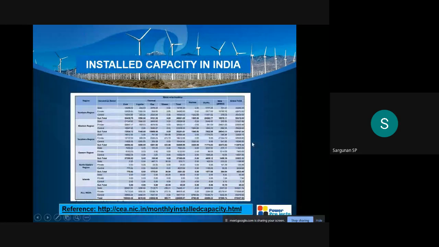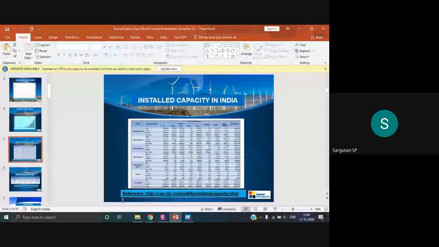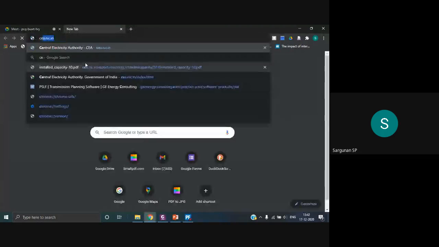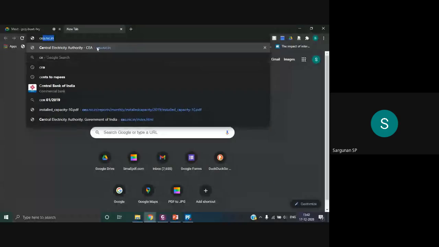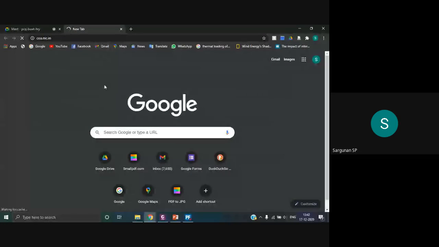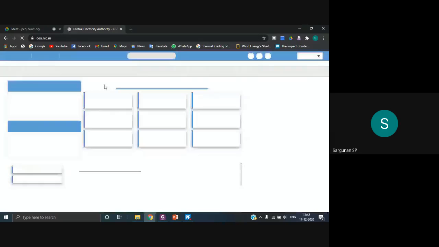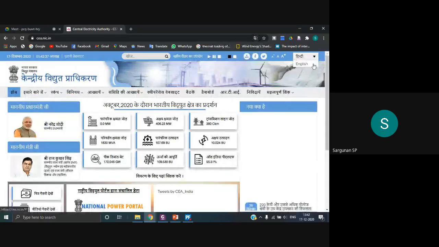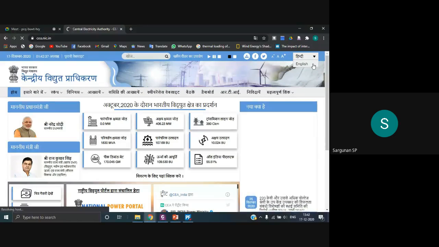Fine. I just want to go to an interesting website. I hope this is the CEA, Central Electricity Authority. Okay, I'm just going to that. Here you'll be able to see the total installed capacity and the daily generation reports. For example, you can see what the total generation was yesterday. You'll be able to see all those data with the help of these websites.